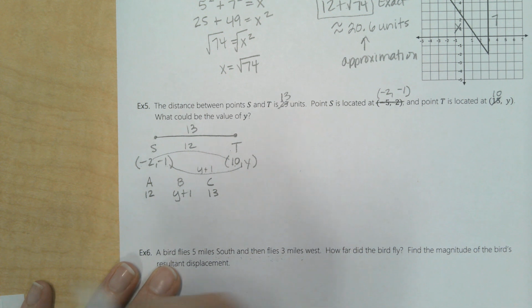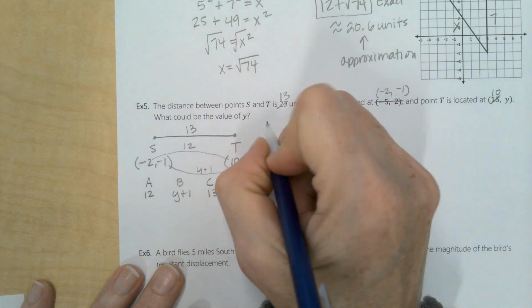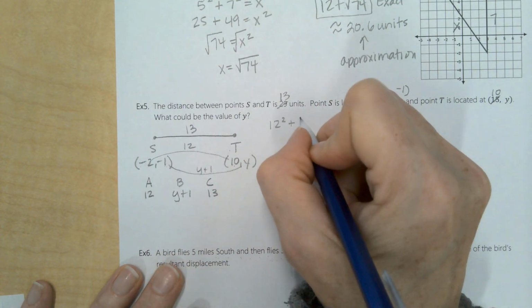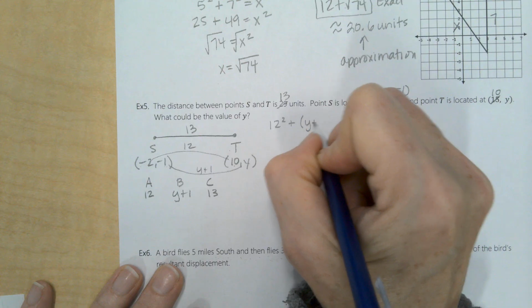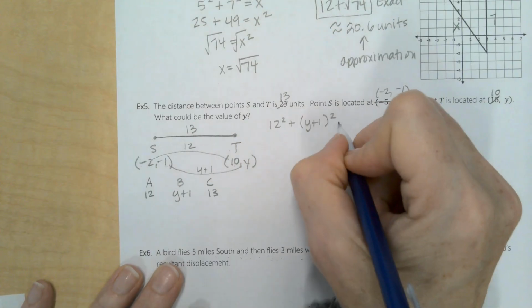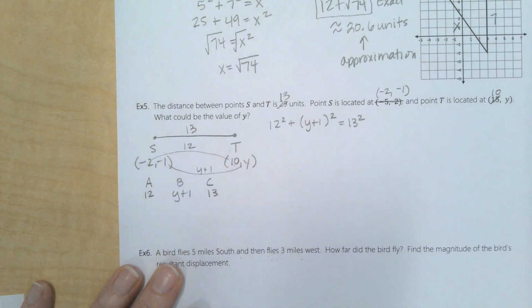Okay. Now we can do the Pythagorean theorem. So we've got 12 squared plus your B is a binomial, so put it in parentheses, plus (Y plus 1) squared equals 13 squared.